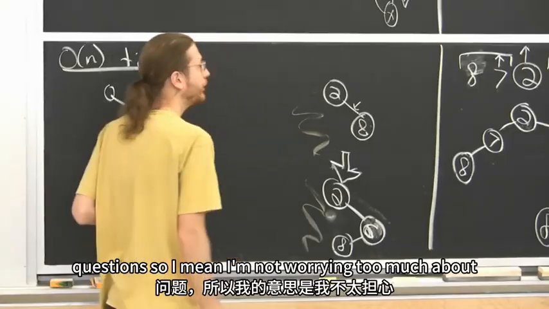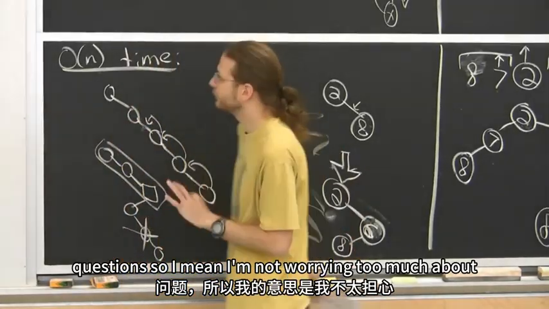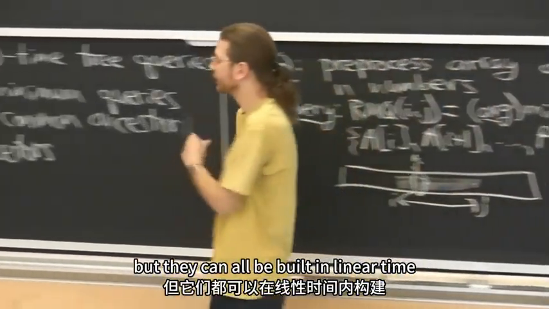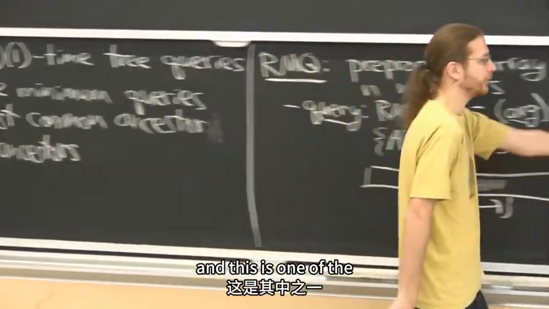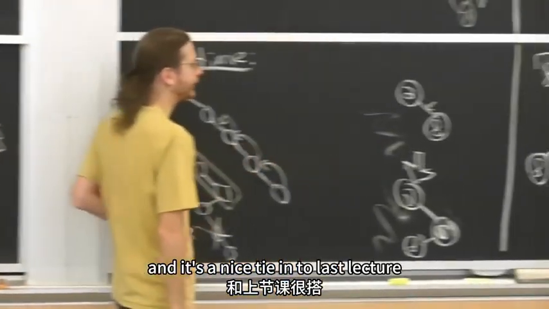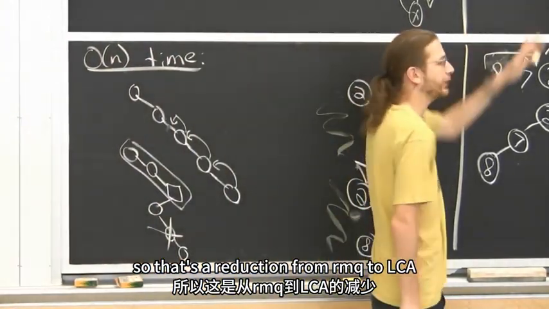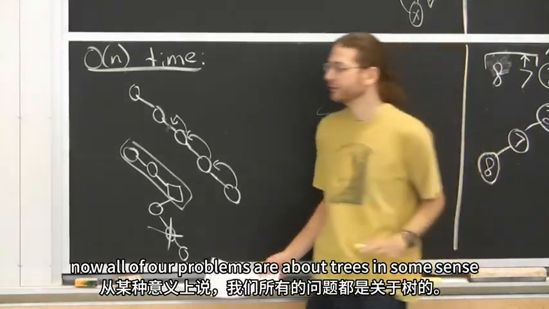Any questions? So this is, I mean, I'm not worrying too much about build time, how long it takes to build these data structures, but they can all be built in linear time. And this is one of the cooler algorithms, and it's a nice tie-in to last lecture. So that's a reduction from RMQ to LCA. So now all of our problems are about trees in some sense.